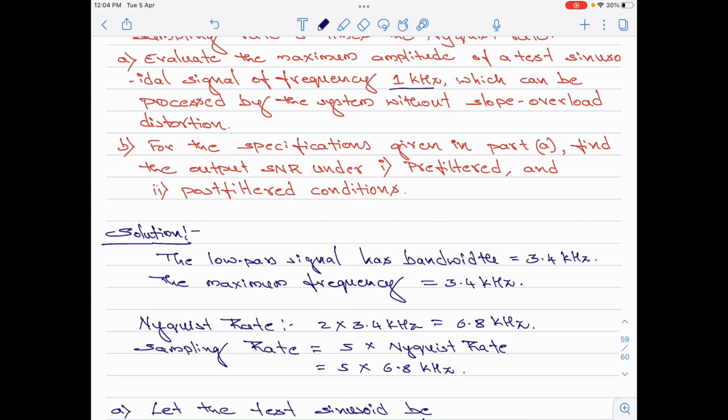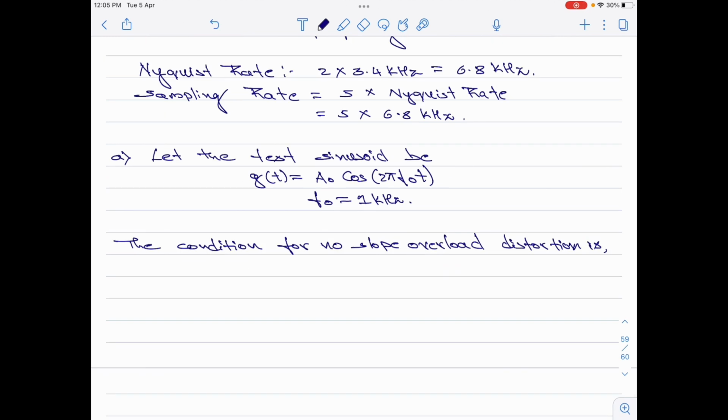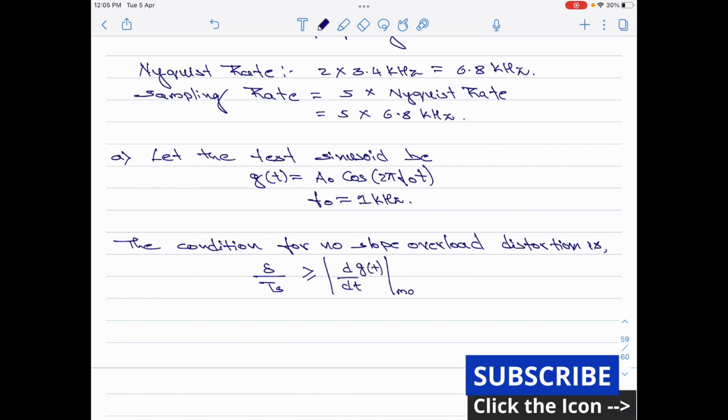Come back to part A and you will note that we are asked to find the maximum amplitude of this test sinusoid under the condition of no slope overload distortion. So let me start by writing the condition for no slope overload distortion. The condition is delta divided by Ts is greater than or equal to magnitude of d by dt of g of t maximum. Let me call this as equation 1.